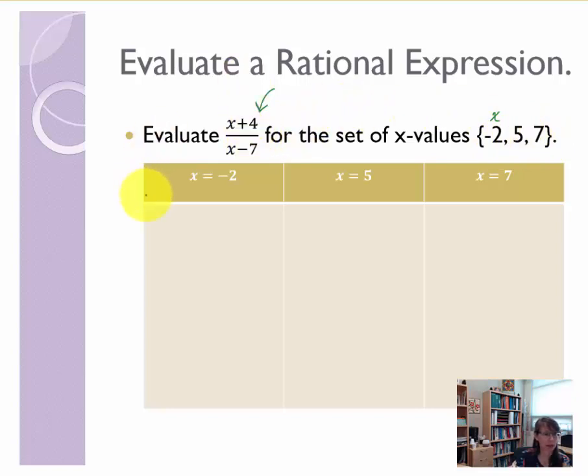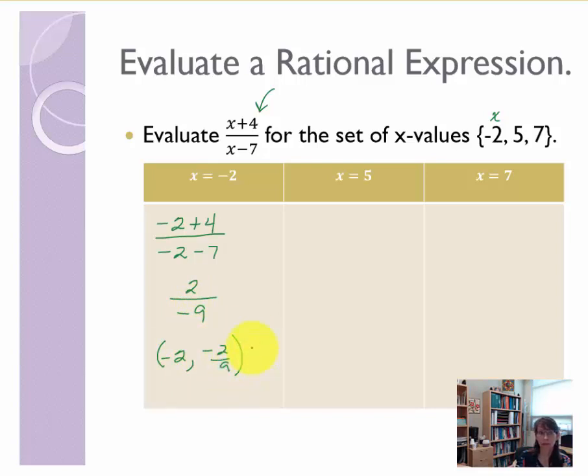rational expression. So starting with x value equal to -2, that would look like -2 plus 4 divided by -2 minus 7. So in that numerator, -2 plus 4 makes 2. -2 minus 7 makes -9. So when the input is -2, the output is -2/9.